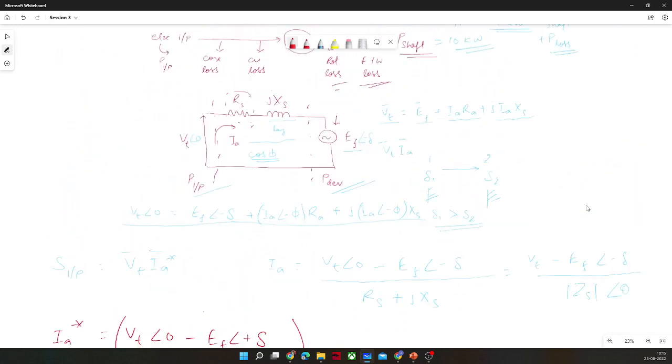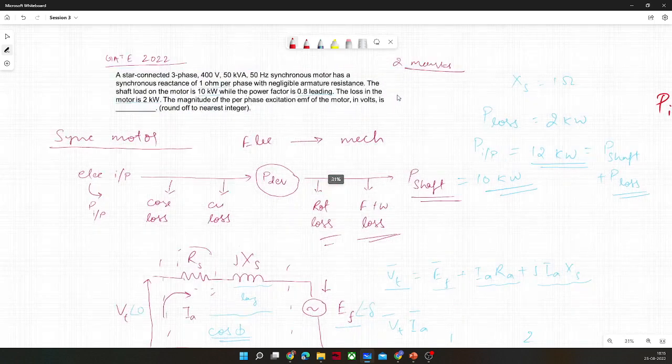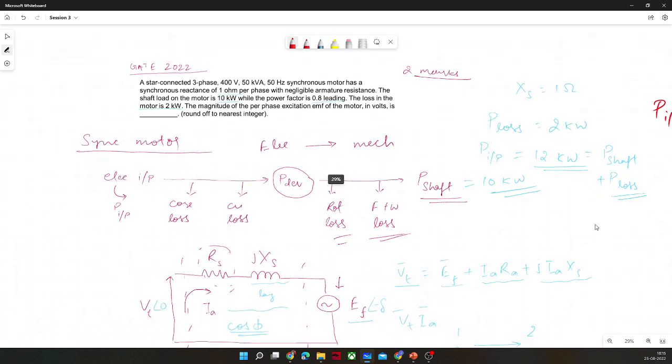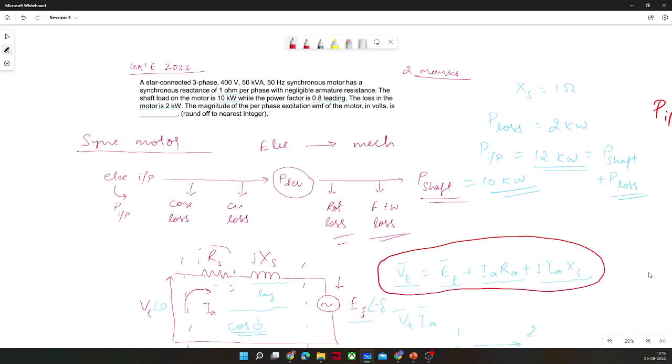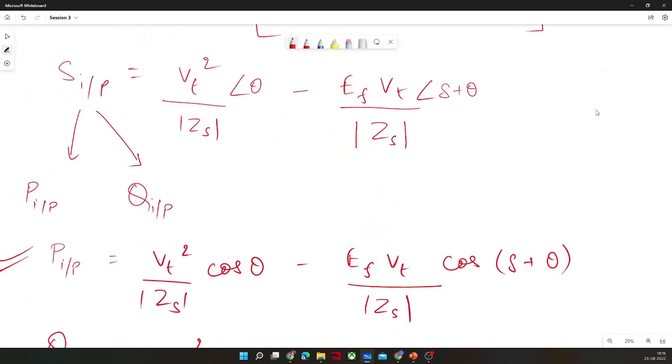So we will again go back to the problem. What was there? The input power we had calculated as 12 kilowatt. Now the power factor is 0.8 leading. Based on that, we will try to calculate the excitation EMF, and the KVL equation of excitation EMF we had also derived. Now we just have to put everything together in one place.